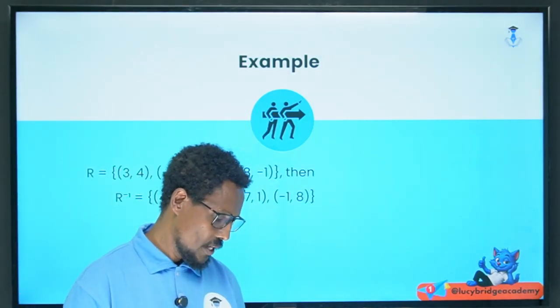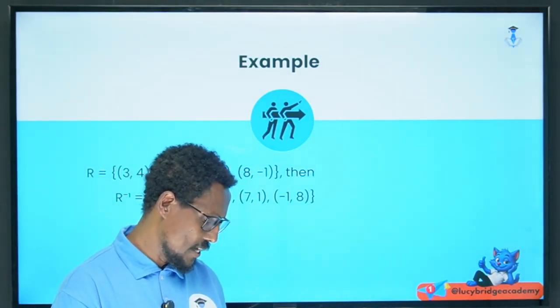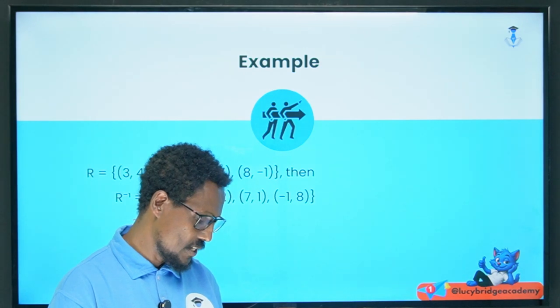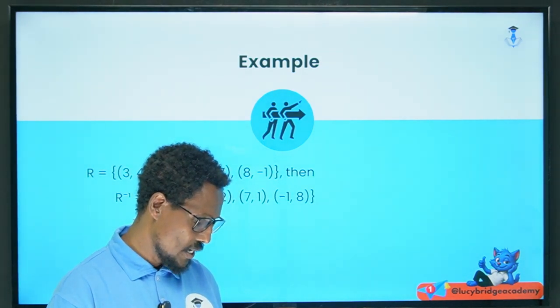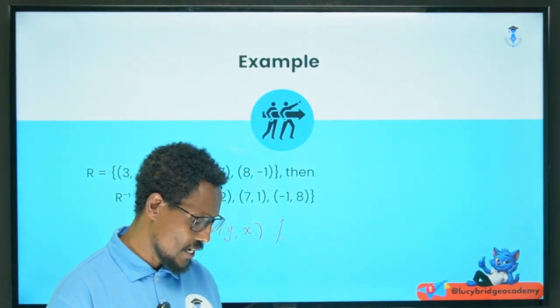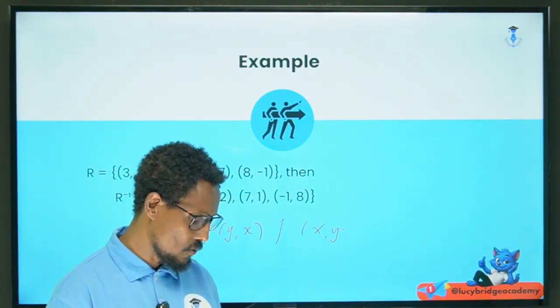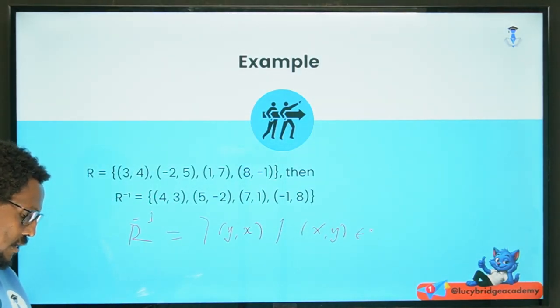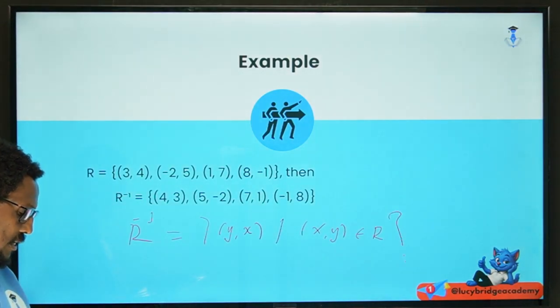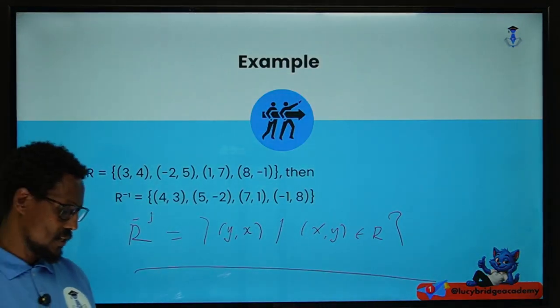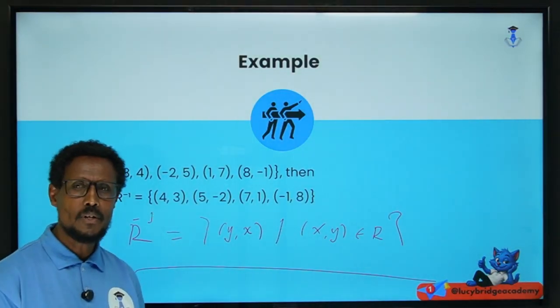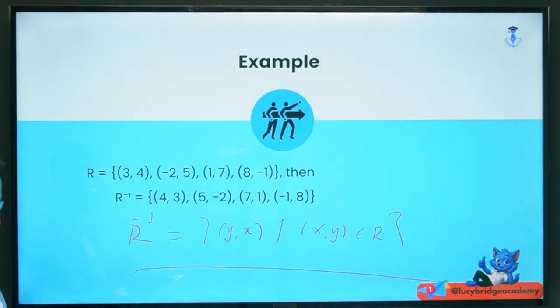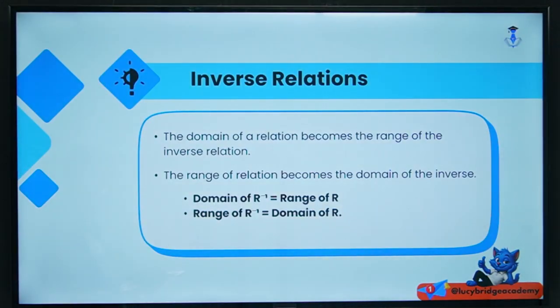Let me define R inverse again: R inverse is equal to {(y, x) such that (x, y) is an element of R}. So you can define it like this: (x, y) becomes (y, x). Good.